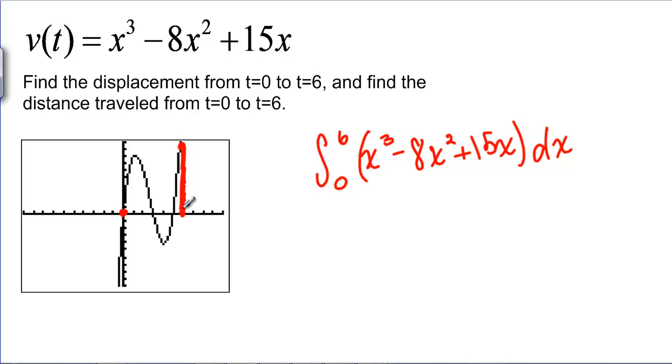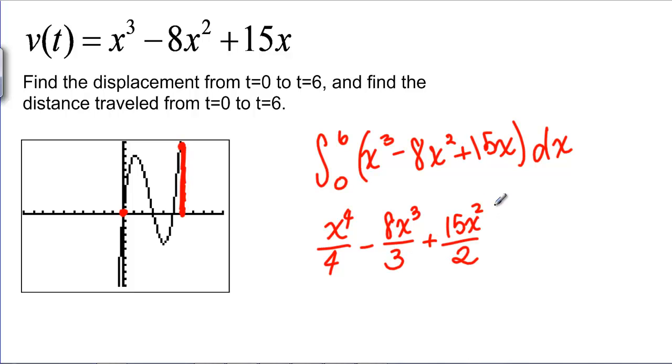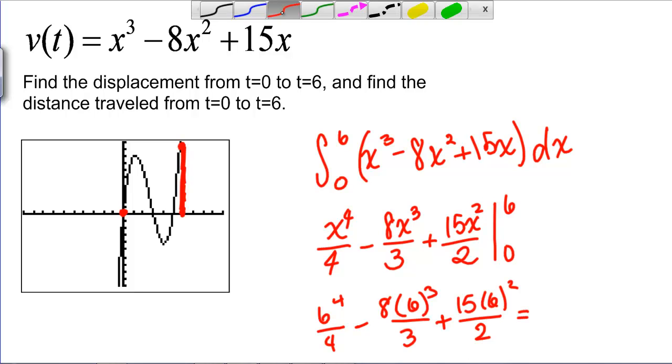So what we're going to get when we integrate this is x to the 4th over 4 minus 8x cubed over 3 plus 15x squared over 2, evaluated from 0 to 6. Whatever this number is, this is going to be how far he is from where he started. So we get that the displacement is 18. He's 18 units away from where he started.